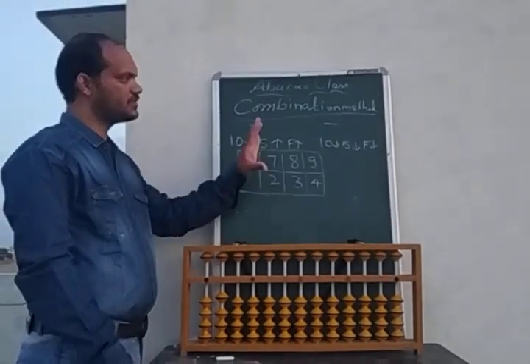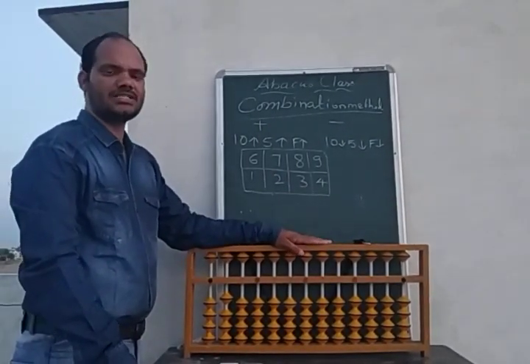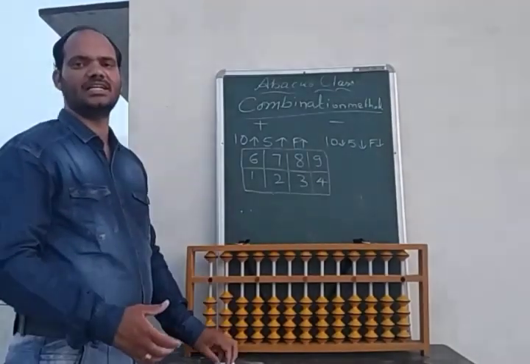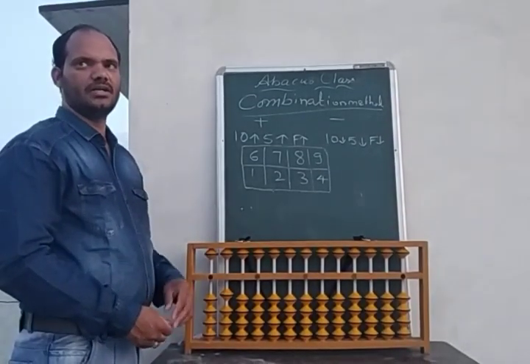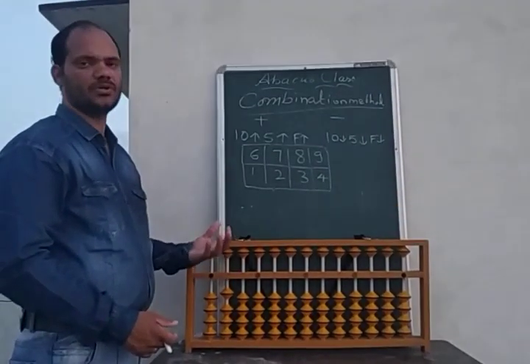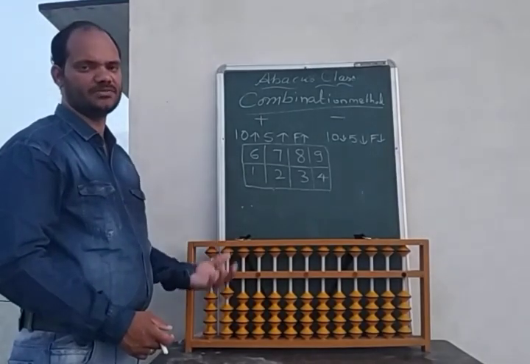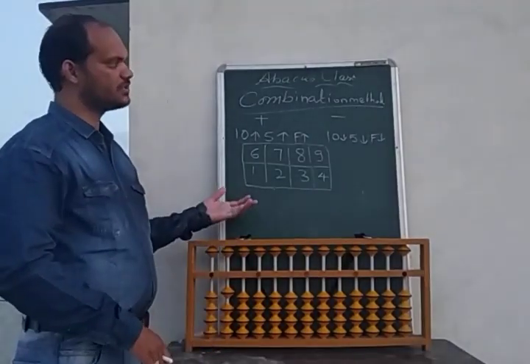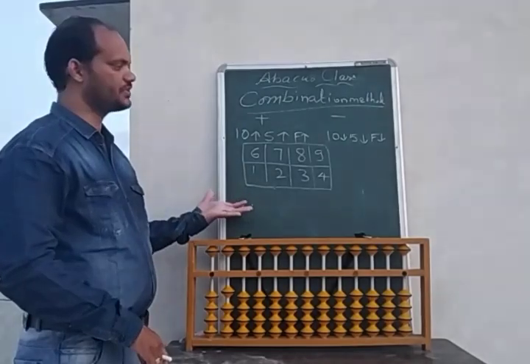Good evening, friends. So this is the last class of addition and subtraction method. In the earlier classes we explained the direct method, the small method as well as the big method. Now this is the last method, combination.